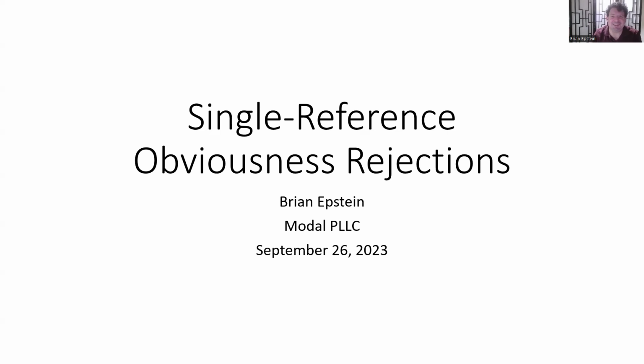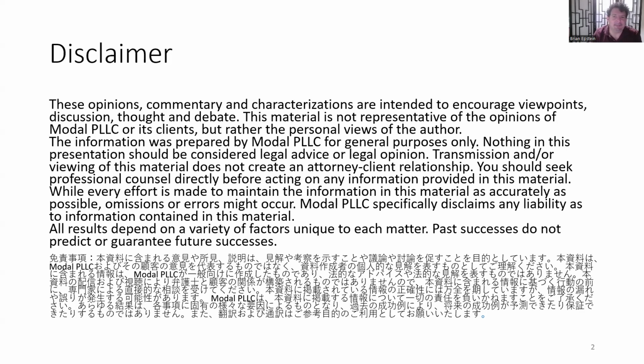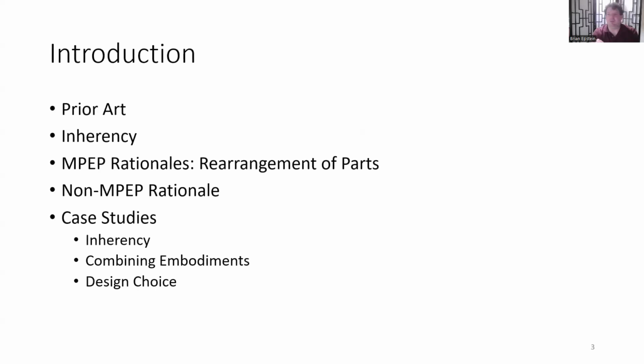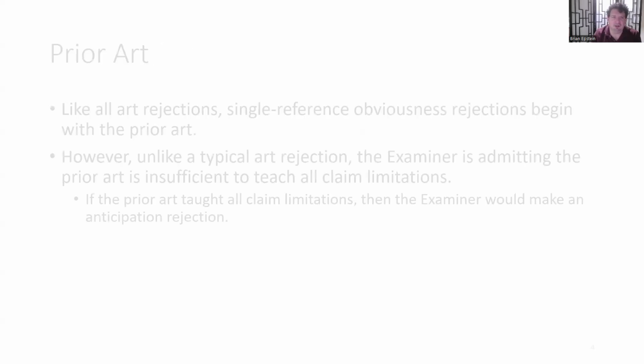So today we'll be discussing single reference obviousness rejections. We'll begin by looking at the idea of prior art. We'll talk briefly about inherency. The original seminar went through several MPEP rationales, but today we'll just look at rearrangement of parts. Then we'll look at a non-MPEP rationale, and then, of course, we'll do some case studies.